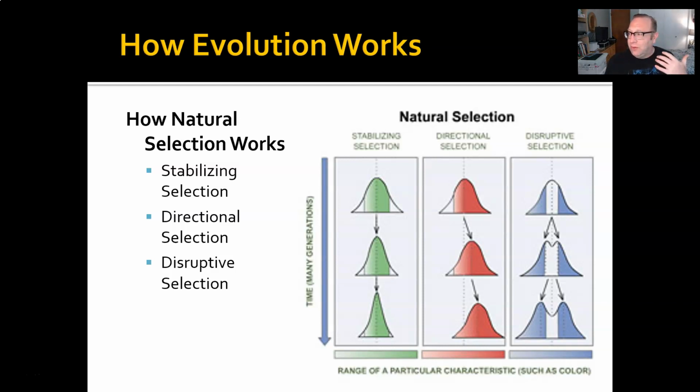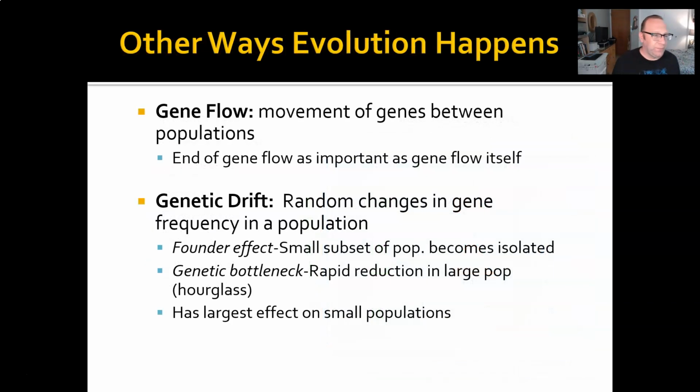So those are the three main ways that selection changes gene frequencies. Now, selection isn't the only way. Natural selection isn't the only way that evolution happens. There are two other very important cases of changes in gene distribution that have nothing to do with selective pressures whatsoever.